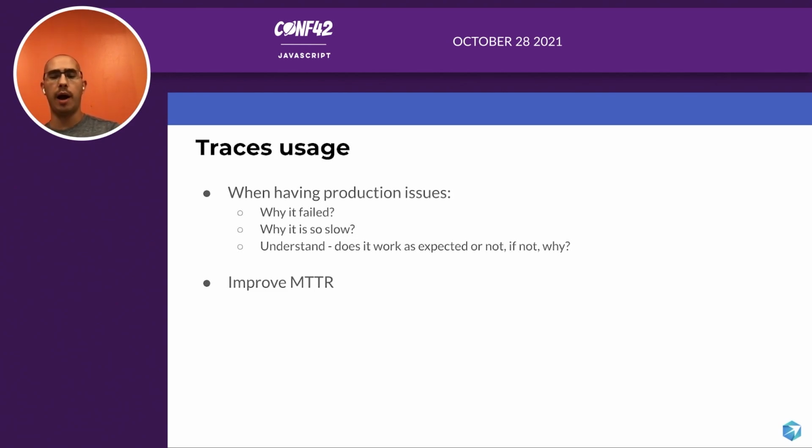how am I understanding what failed? How do I improve something that works slowly? How do I understand whether the system is working as expected or not? So that would be the common use case.